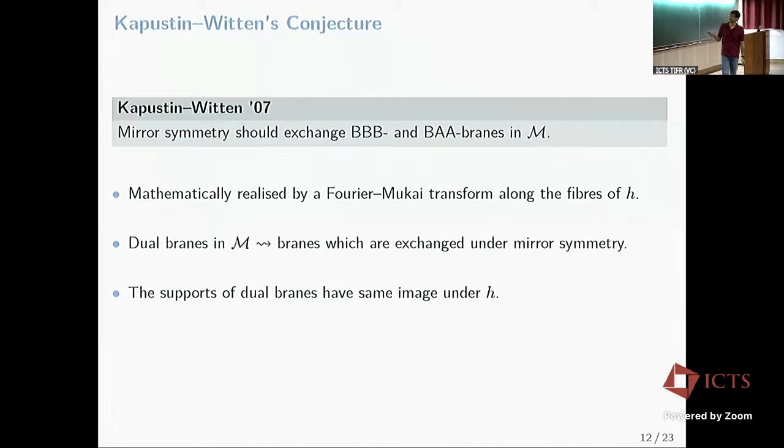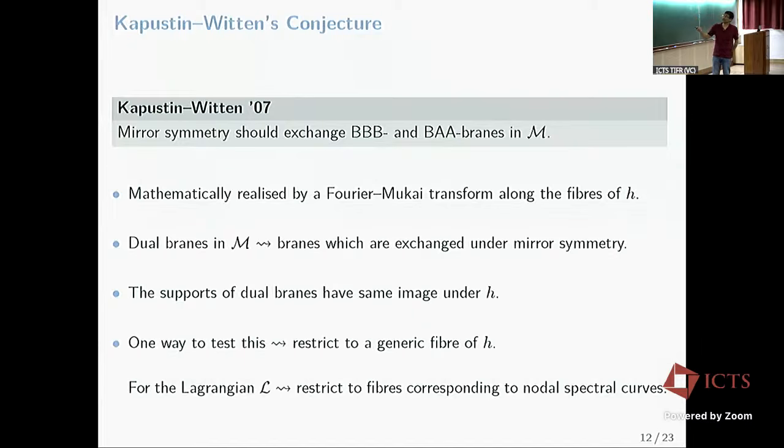Okay? Precisely because it's a Fourier-Mukai along the fibers. So one way to test this is to restrict to a generic fiber and see what happens there. Do the Fourier-Mukai on an intersection of a generic fiber. But remember that our Lagrangians do not go to the most generic fibers, which are smooth fibers. The most generic that we can be in our case is nodal curves. So in our case, the restriction is going to be on fibers corresponding to nodal spectral curves.